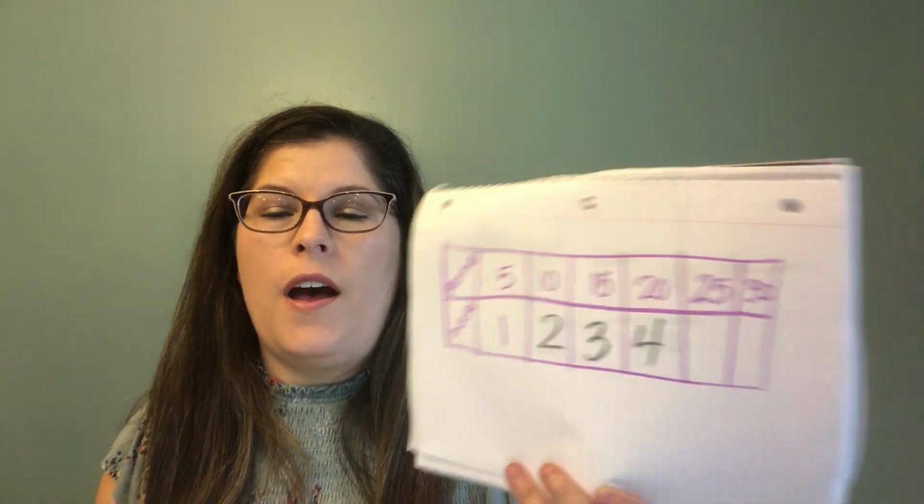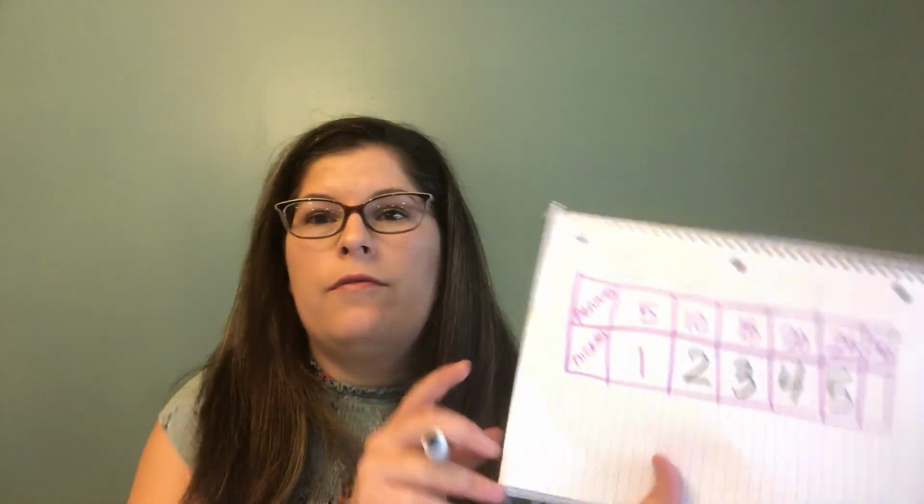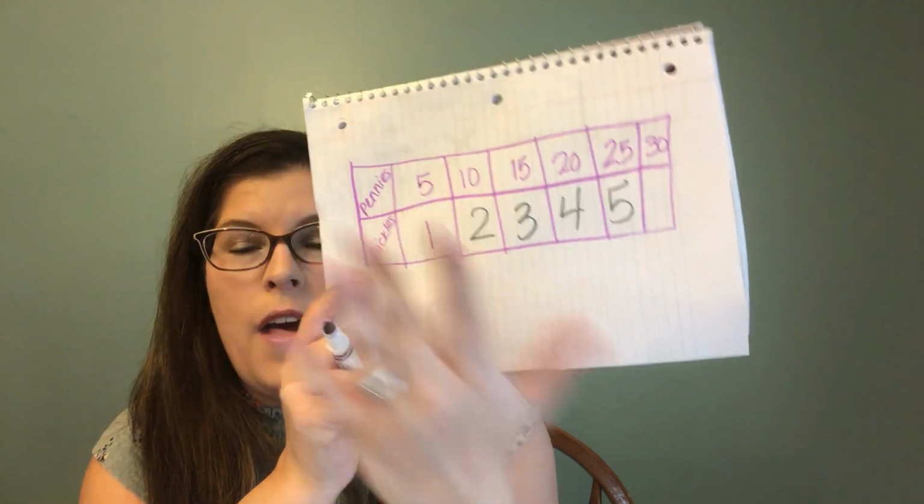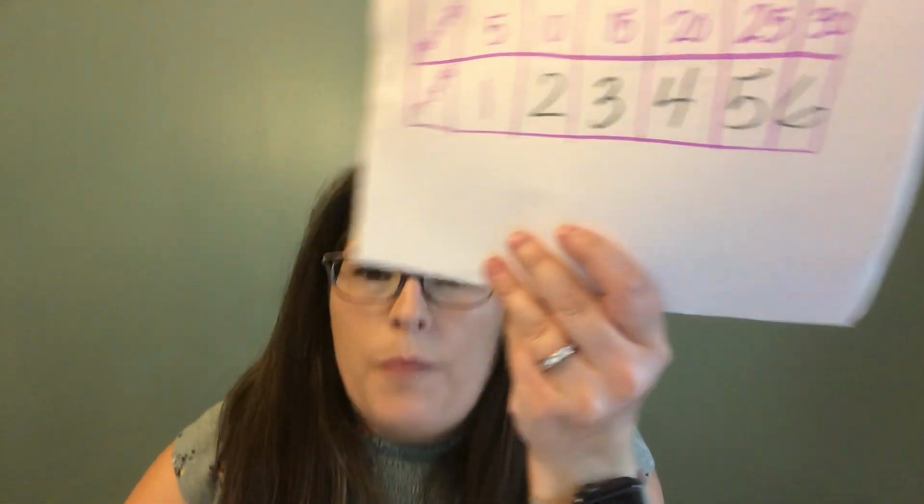What about 25? 5, 10, 15, 20, 25. That's 5 nickels. Sorry. And then what about 30? 5, 10, 15, 20, 25, 30. So that's 6 nickels. Use your best problem-solving skills to solve these.